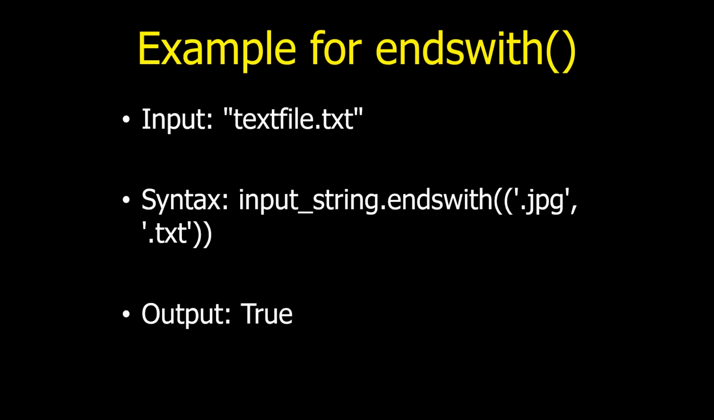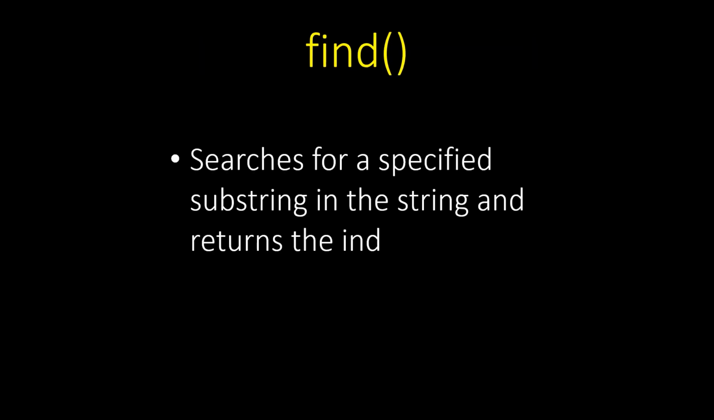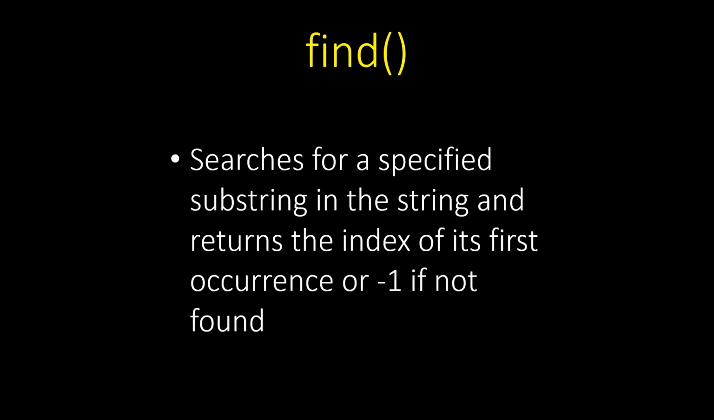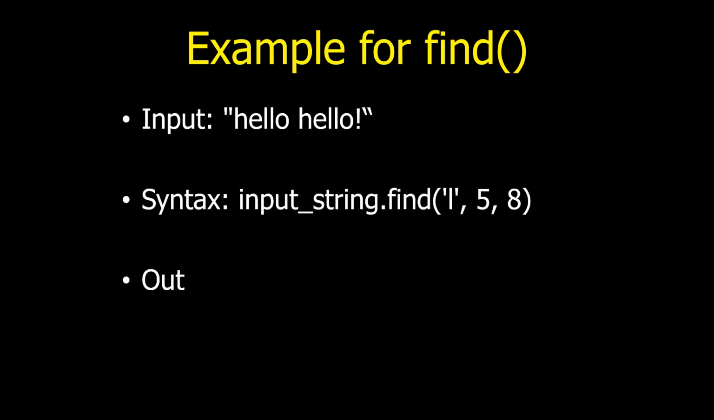Part 3. String search and replacement. Moving forward, let's now explore how we can search for specific segments within strings and even replace them using Python's versatile string methods. We kick things off with the find method. It searches the string for a specified value and returns the first position of its occurrence. If the value isn't found, it returns -1. For instance, the string "hello hello" returns 7 when looking for the character "l" between indices 5 and 8.